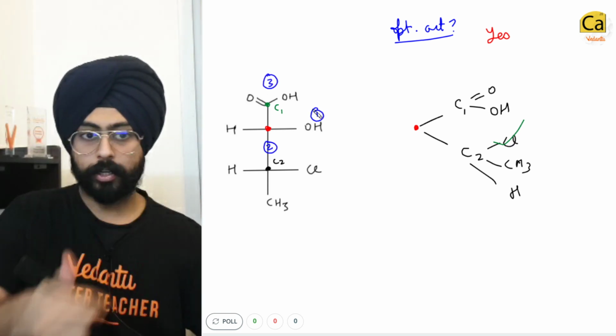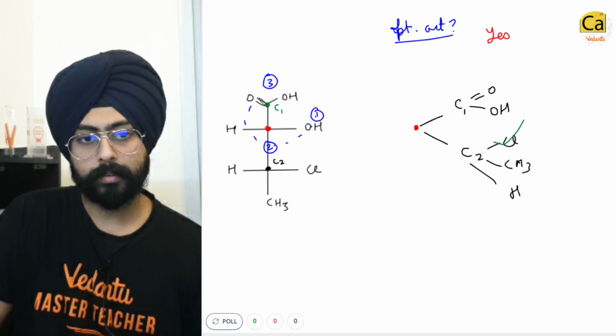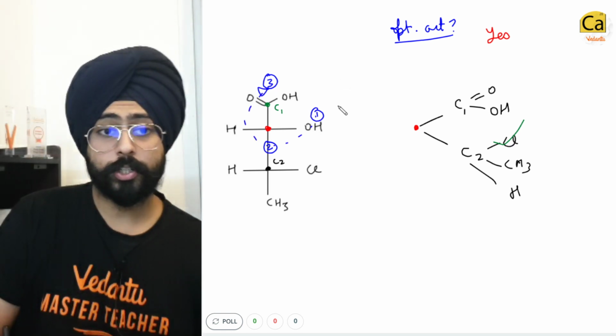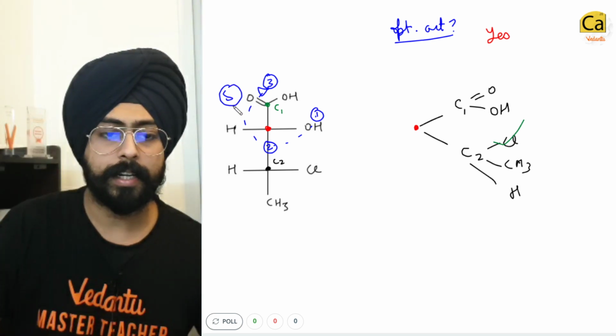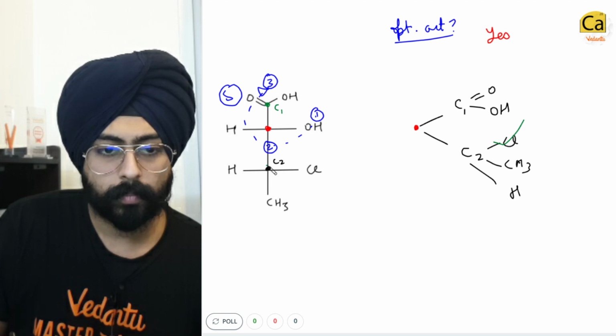Now hydrogen is towards you. This looks like R, but since hydrogen is towards you, this will be S. The first one is S. Very nice. What about the second one now?